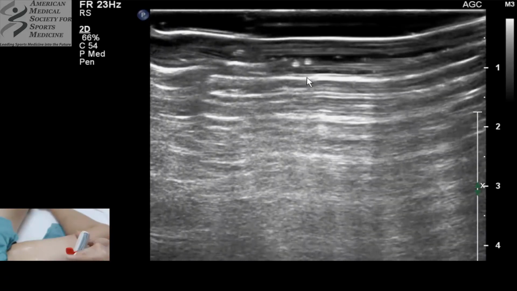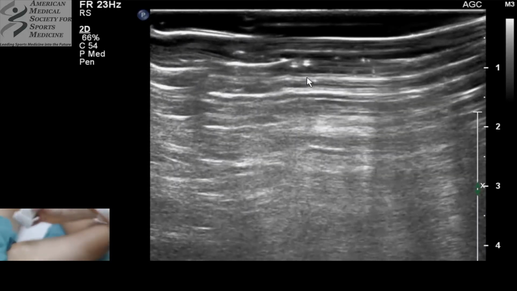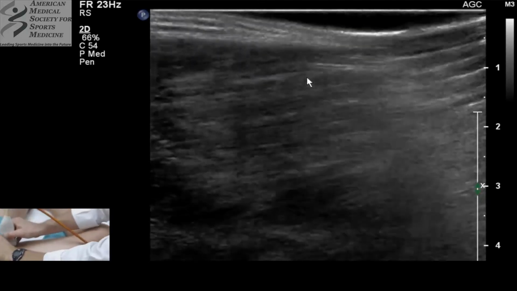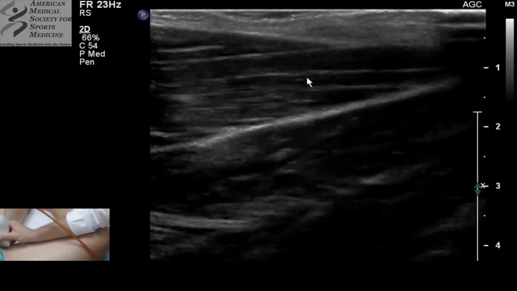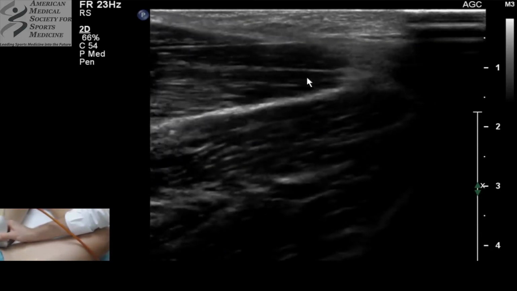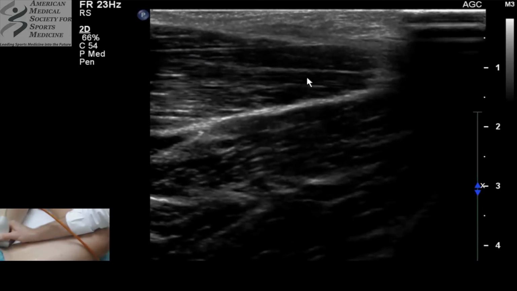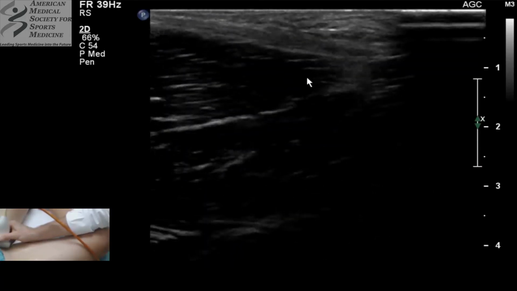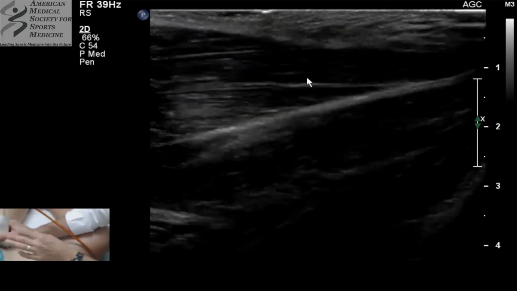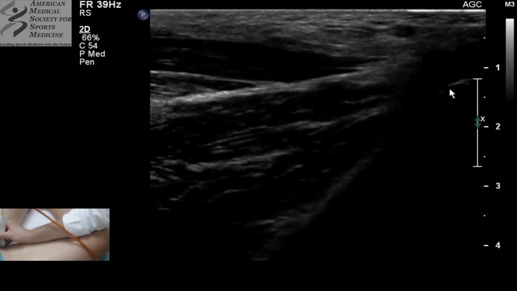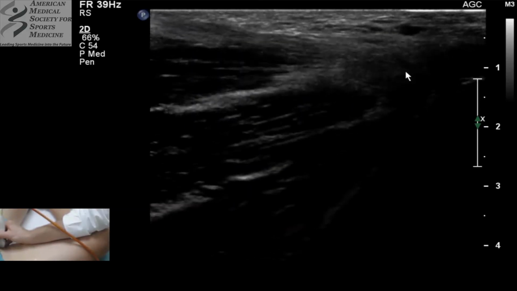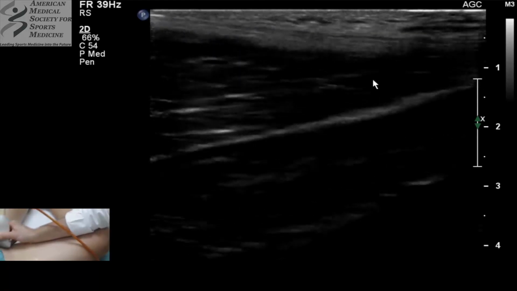And if I change the transducer so it's in the long axis, this pubic tubercle will be on the right-hand side of the screen here, and I'm going to change the focal zone so it's more superficial here. Pubic tubercle right here, you can see the pubic tubercle right in that area. So the adductor longus tendon is coming off of that region and coming out distally.